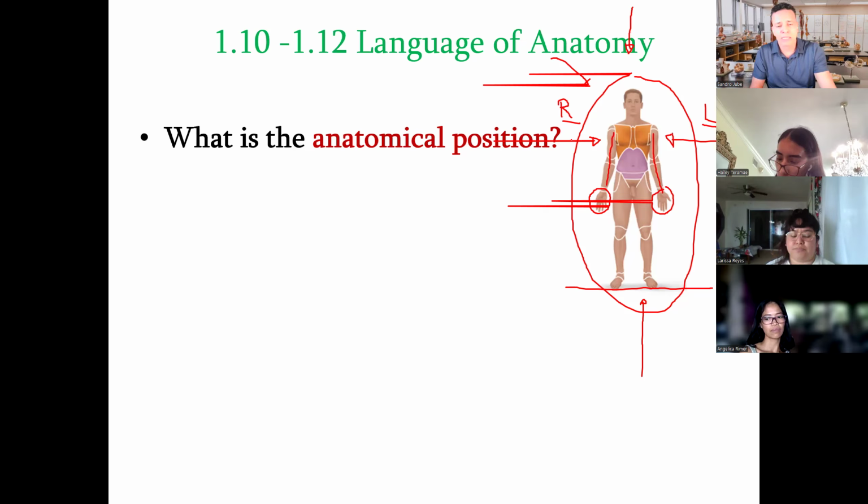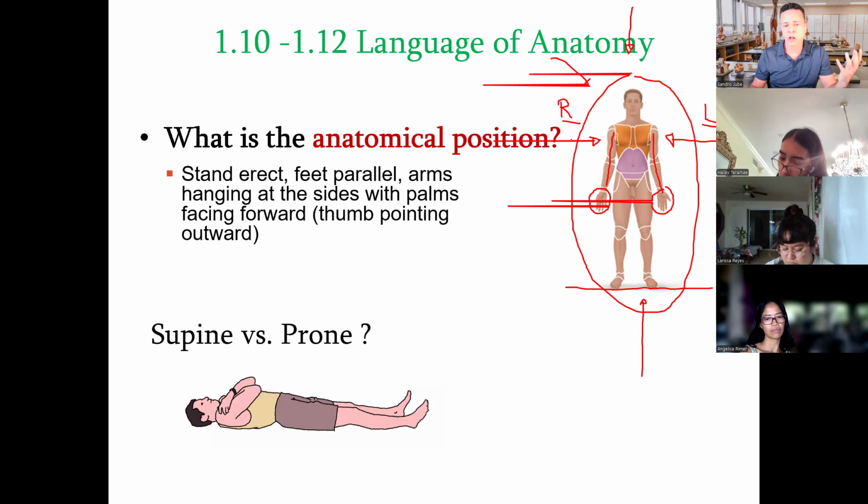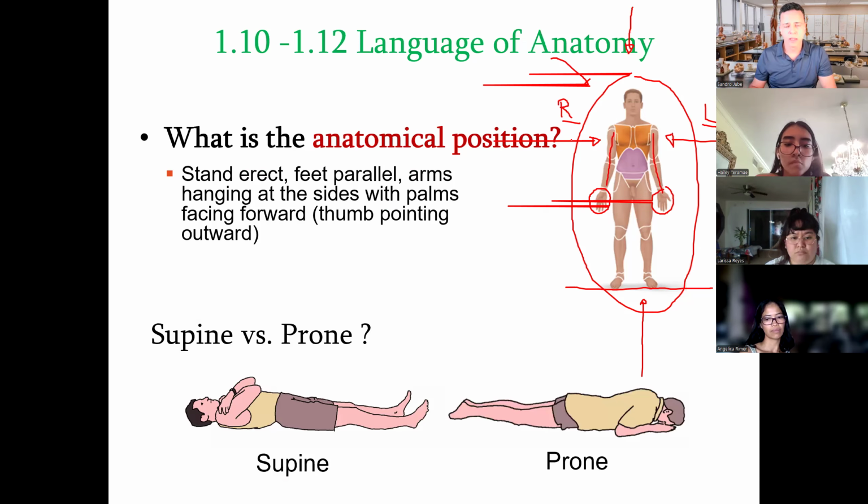Now, the standard anatomical position is not the only position that we can place a body. We can also place it in what we call the supine or a prone position. In a supine position, that individual is lying on his back, the face is pointing up. In a prone position, that individual is lying on his belly, and the face is pointing down. Okay? Any questions, guys?